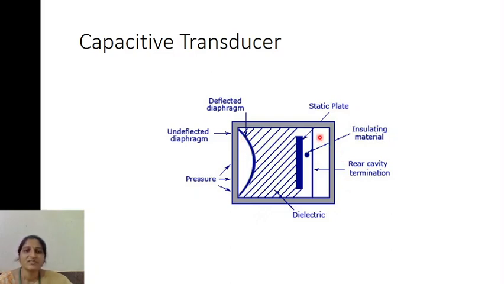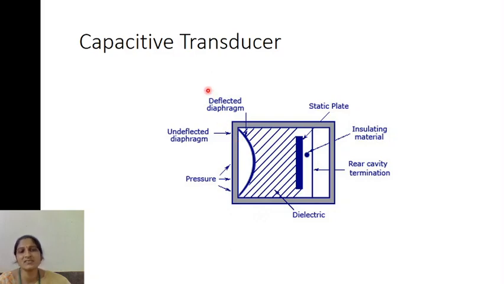Here this is the complete insulating material, the complete vessel which you are considering. In this vessel you can observe this is one plate. This is the undeflected diaphragm which you are considering, and this is one plate and this is one plate.